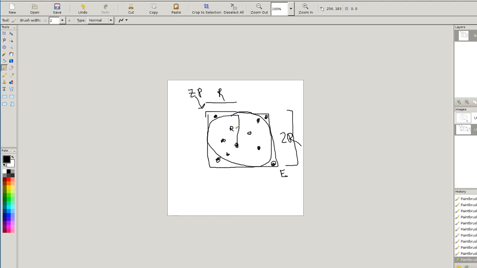So how we tell if a point is within the circle or not is if the distance between a random point and the center is greater than the radius, then we know it's outside of the circle. And if it's less than or equal to the radius, we know it's within the circle.